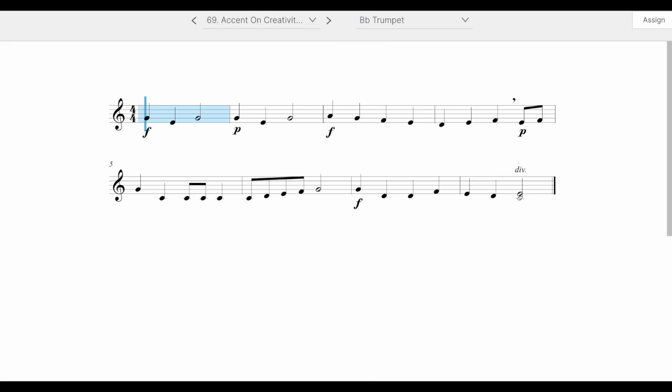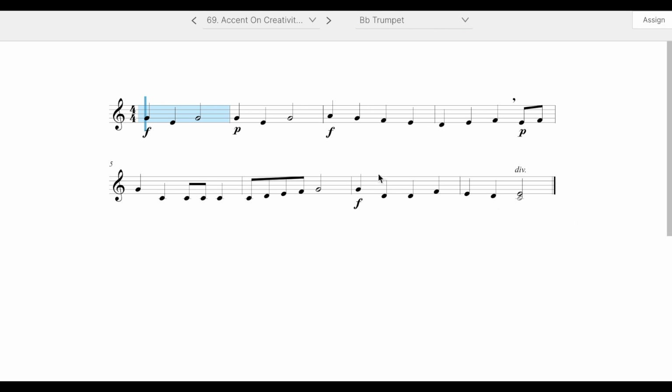So, looking at the actual song in the book, the biggest concept here is that we are starting dynamics. Dynamics refer to how loud or how soft something you play is. Forte being one of the louder ones and piano being one of the softer ones. So the F stands for forte, which means loud. P stands for piano, which means soft.